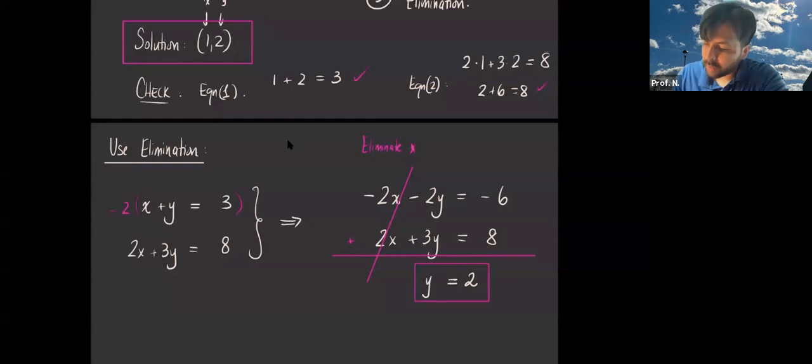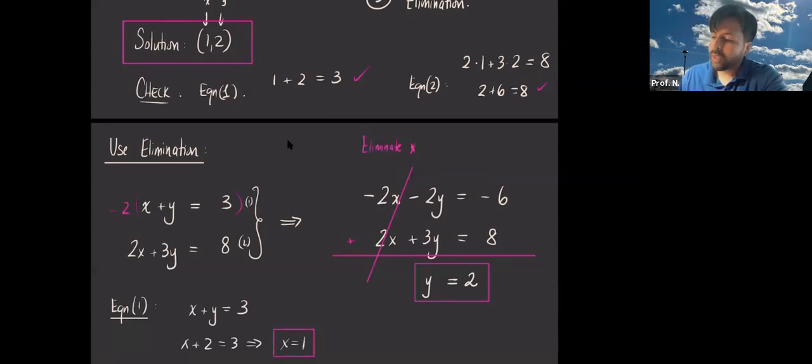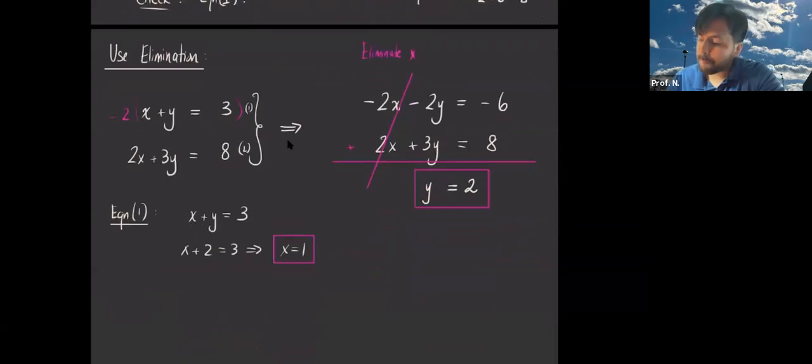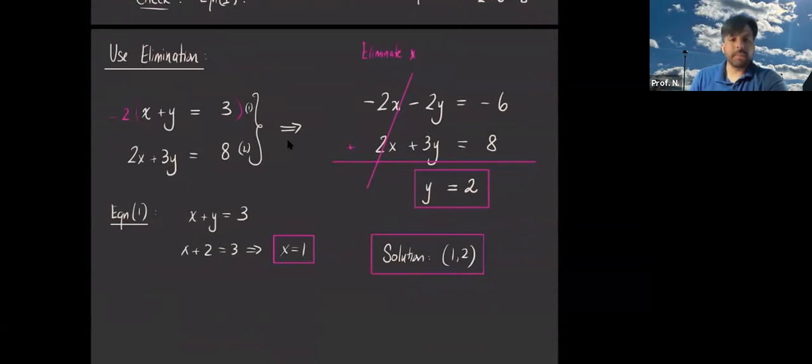And then I can find what x is by using one of the original equations. So I'm going to call this equation 1, equation 2. So in equation 1, we got x plus y equals 3, but we know y is 2. So x plus 2 equals 3. So that means that x equals 1. So here we have a solution, which we already knew, but we found it using elimination. So is everyone comfortable with this?